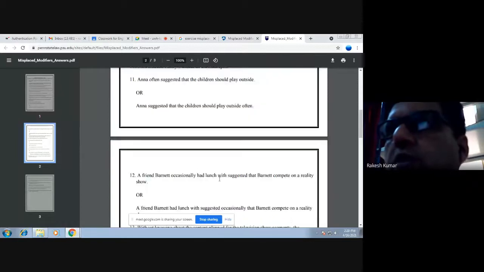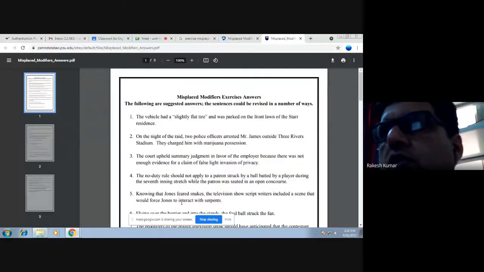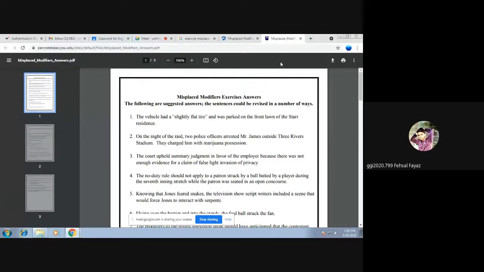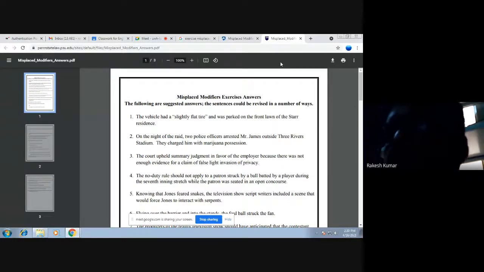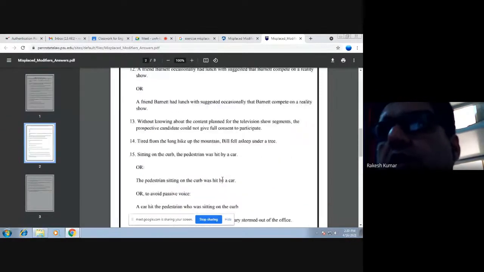So I think you have understood what I'm trying to say. The reason for a misplaced modifier is that the exact sense should come out. We cannot say that this is wrong, right? But it's not very clear. The sentence is not very clear.